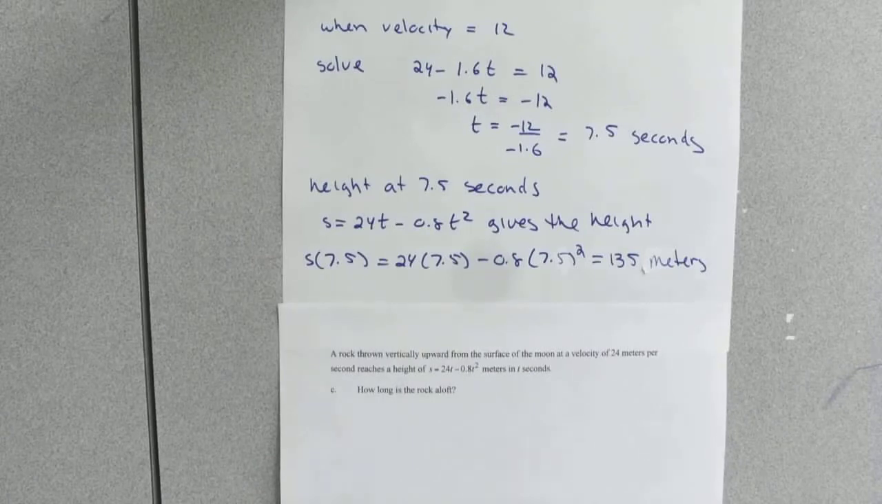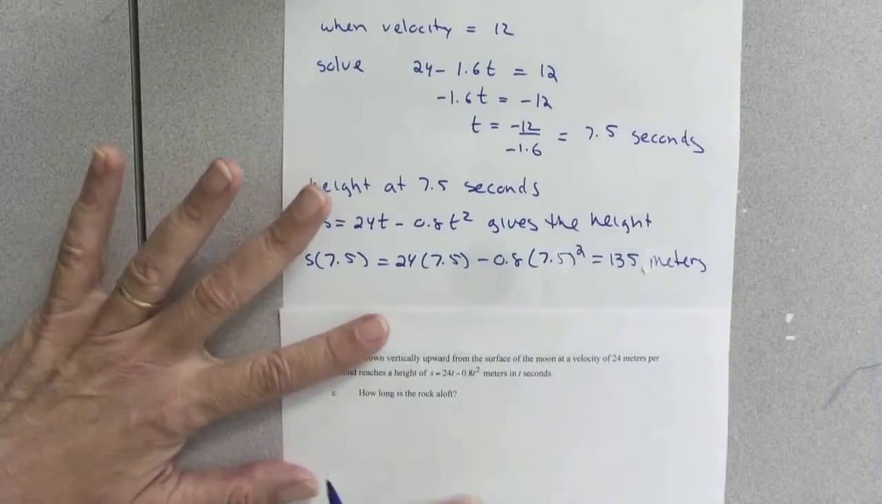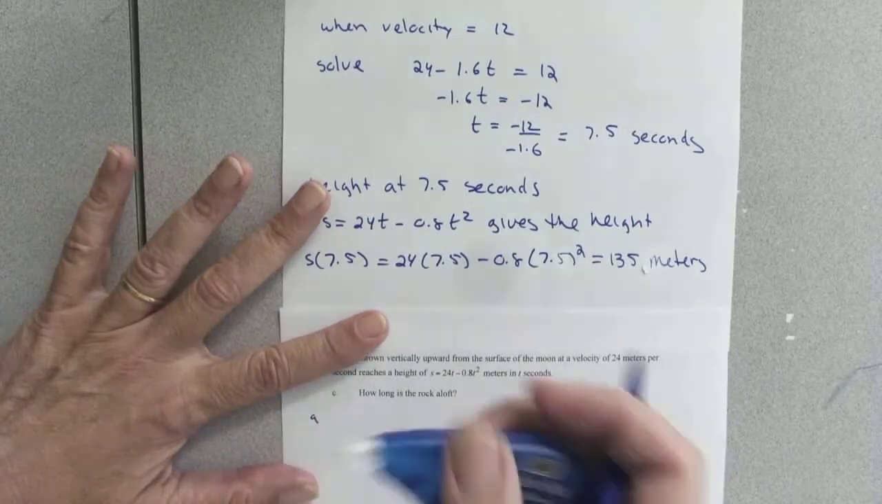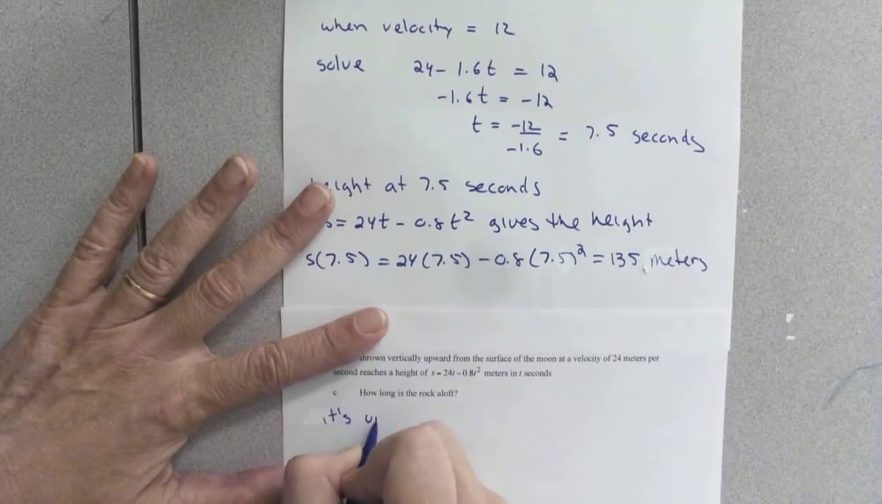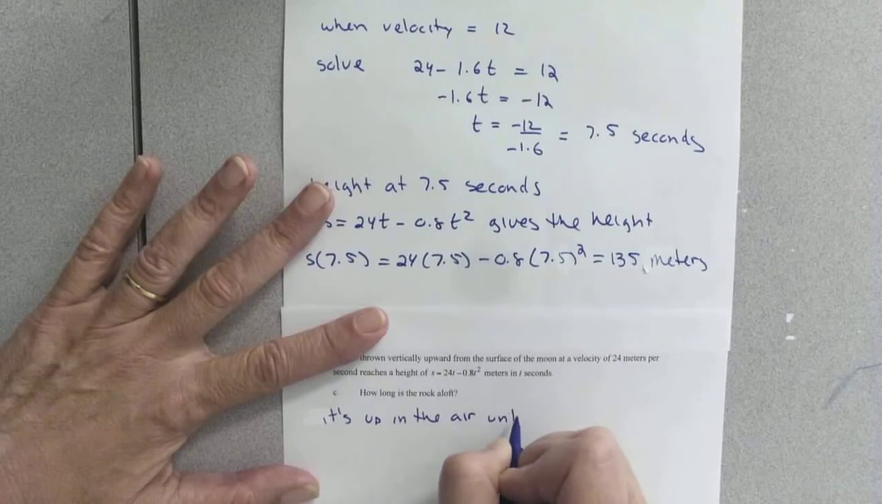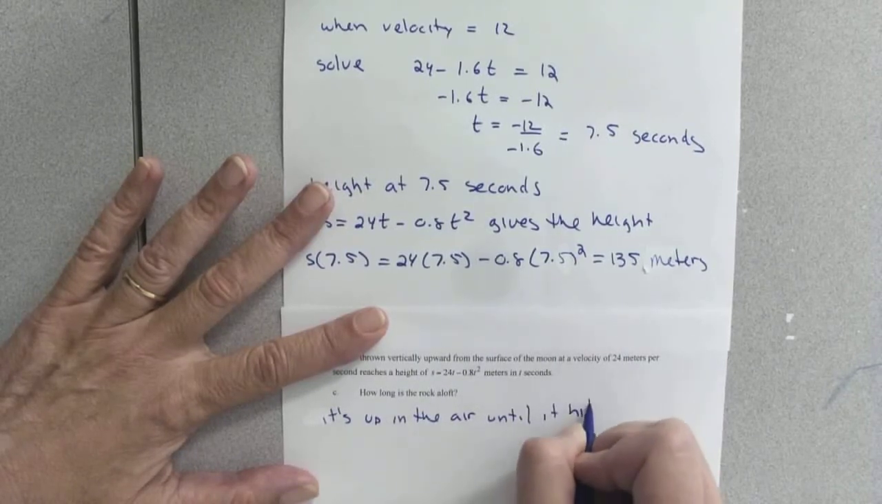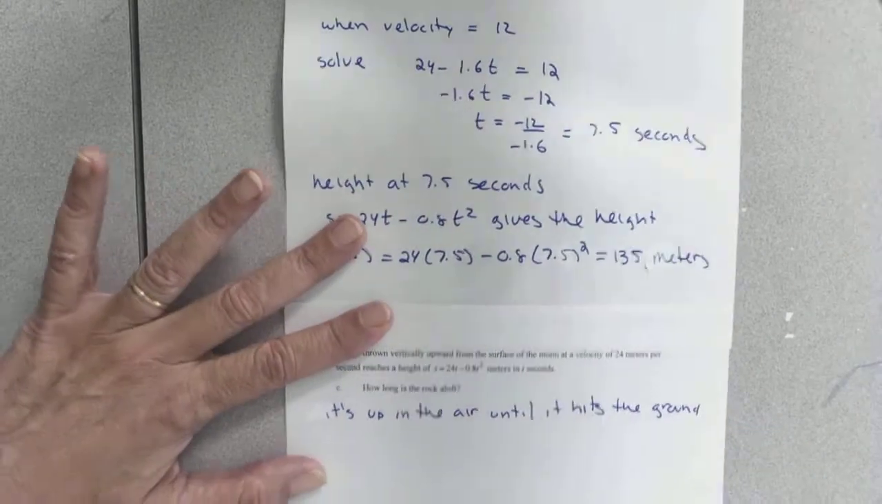We throw it up, it comes down. It goes up, it comes down. When it comes down, the time that it hits the ground, there's how long it is aloft. And if you don't like the word aloft, we'll go with up in the air. It's up in the air until it hits the ground. That makes sense.